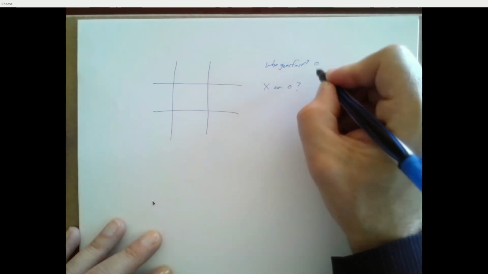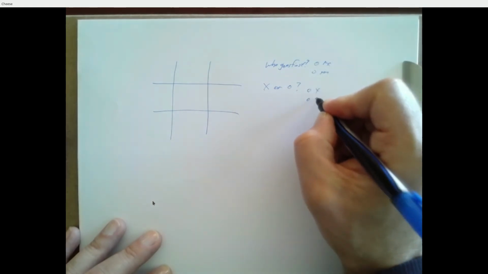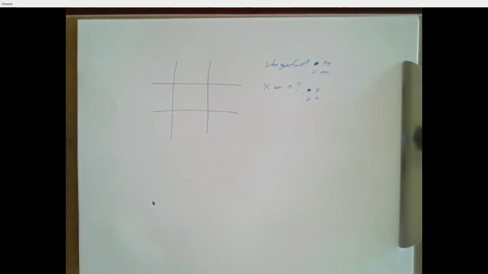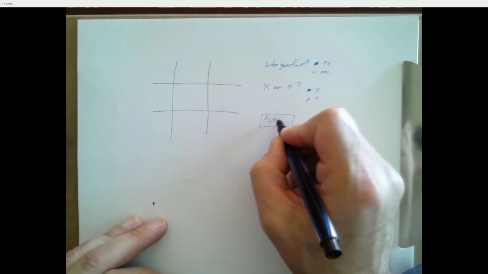So, me, you, X, O. You can use radio buttons or whatever, but you want some way to display the tic-tac-toe board and let the user specify options. Which mark do they want? Do they want to go first or should the computer go first? And you want some kind of start button. Shall we play a game?